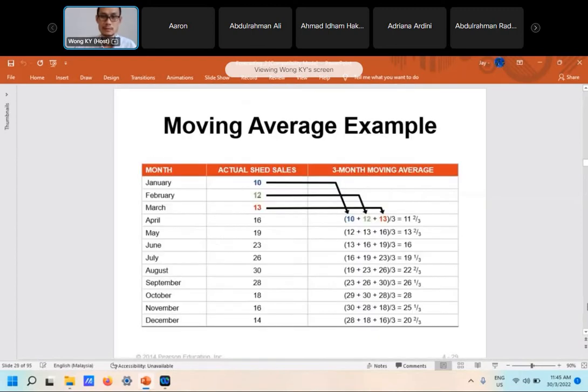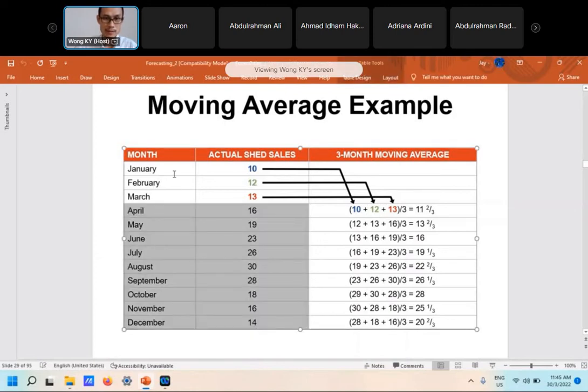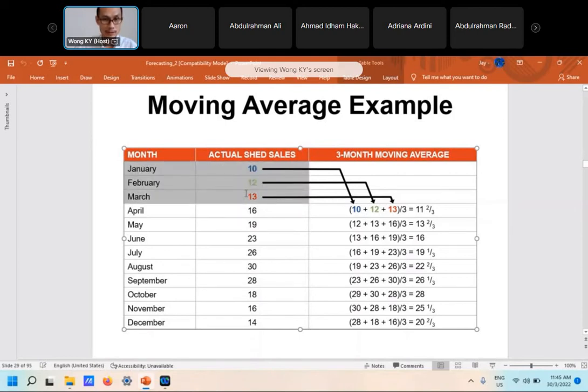Okay, let's look at one simple example of how we apply the moving average. Let's say you forget about all these values first. You're given the actual sales data, the actual demand. I already said demand equals sales. Let's say you're given the actual sales for January, February, and March. In January, the sales is 10 units. In February, the actual sales is 12 units. In March, the demand is 13 units. So these are actual. It has really happened.